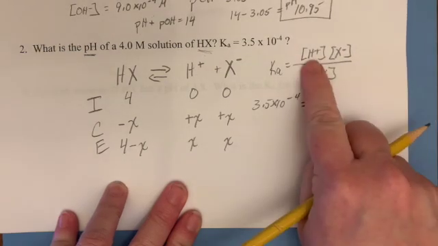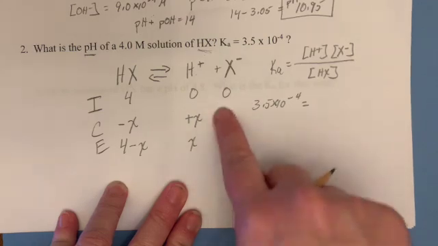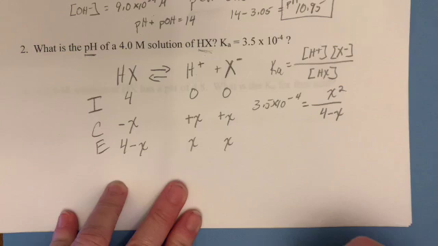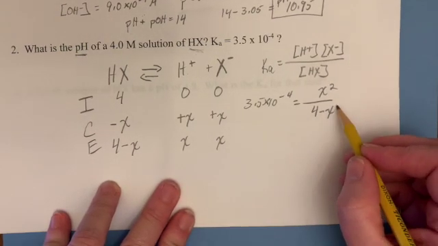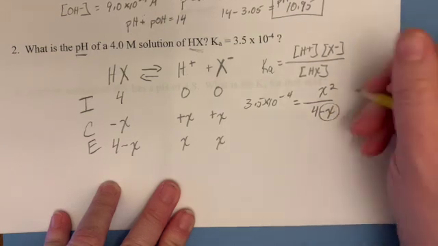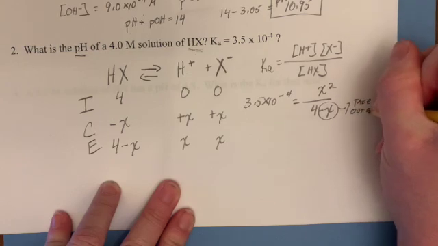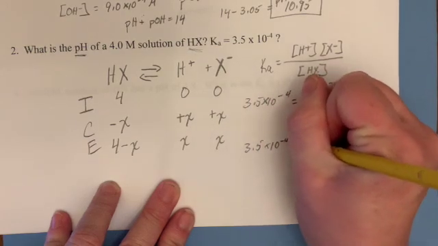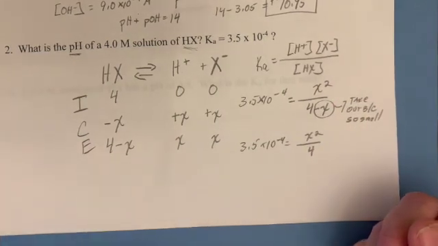is hydrogen ion at equilibrium, which is X, times negative ion, which is X, so it's going to be X squared over 4 minus X. And if you recall from class, because this is a weak acid, this X is going to be so small, I'm going to take it out, because it's so small. That is going to leave me with 3.5 times 10 to the negative fourth is equal to X squared over 4. Much easier to solve.